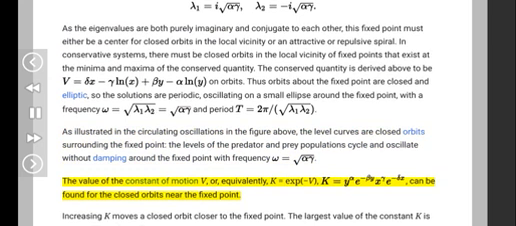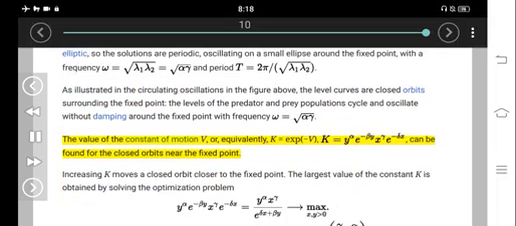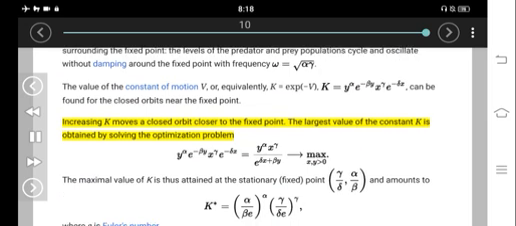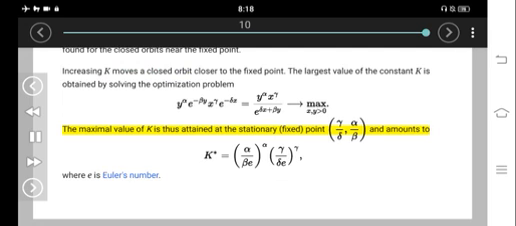The value of the constant of motion V, or, equivalently, k equals exp minus V, can be found for the closed orbits near the fixed point. Increasing k moves a closed orbit closer to the fixed point. The largest value of the constant k is obtained by solving the optimization problem. The maximal value of k is thus attained at the stationary fixed point and amounts to, where e is Euler's number.